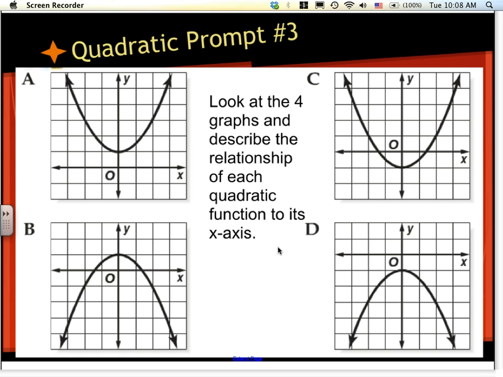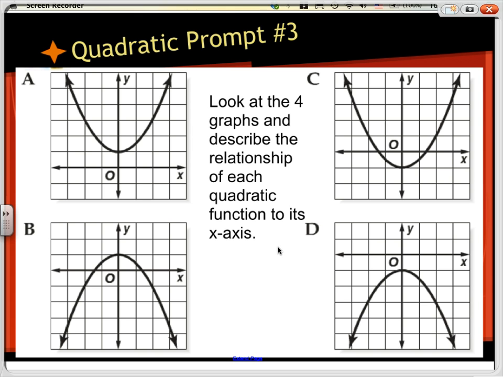It's facing downward. Okay. And what else do you see for graph B? That pertains to the x-axis. It crosses over the x-axis. How many times? Twice. Okay. So we're getting somewhere. Go to graph C. Same thing. In what way? It's going up and? It's below.